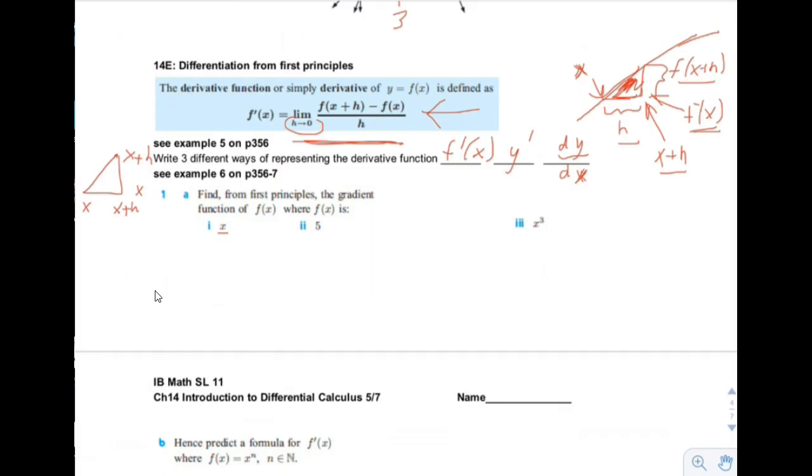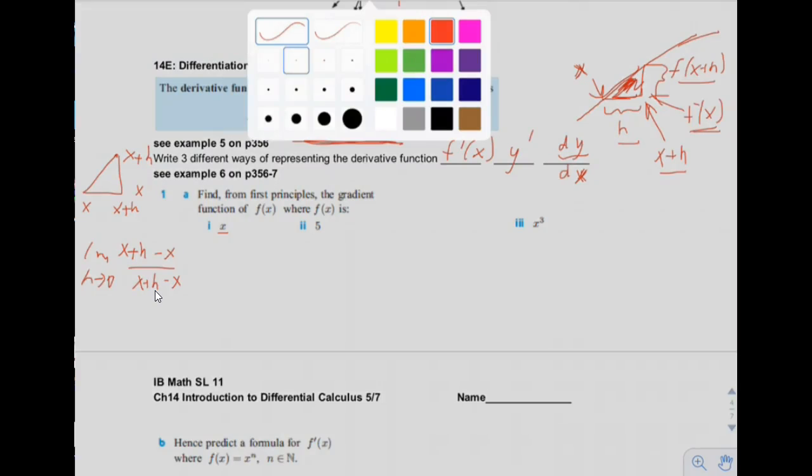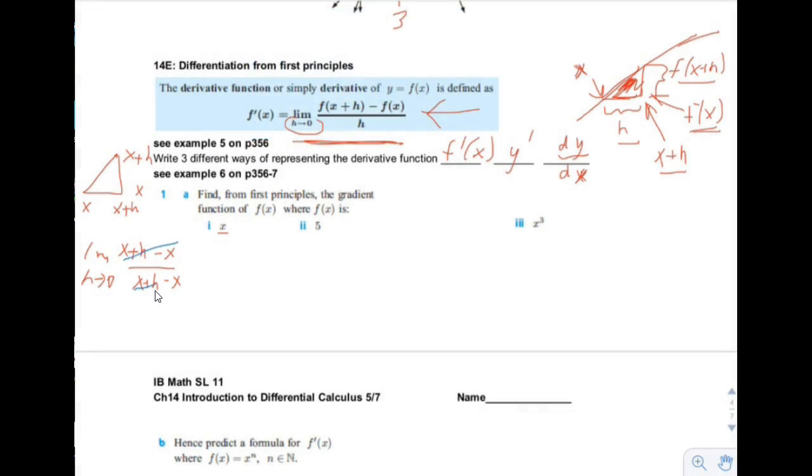And so basically we can find that by taking the limit as h approaches 0 of x plus h minus x, divided by x plus h minus x. So you can see that everything just cancels out and you just get 1, right? Which gives you the limit as h approaches 0, this is just 1. Okay, all right, moving on.